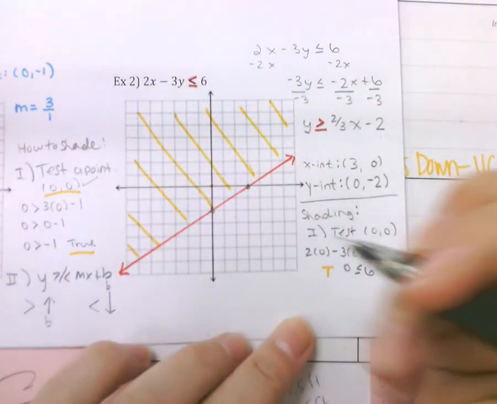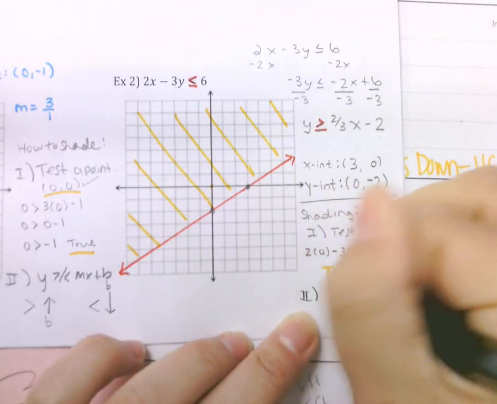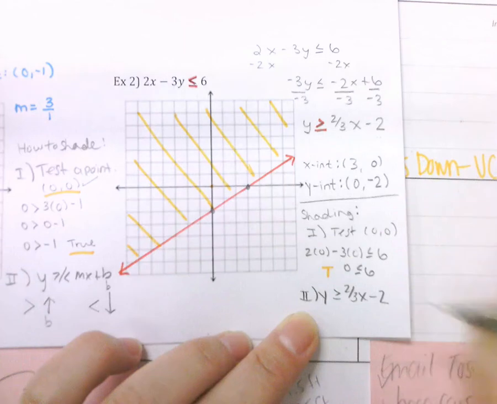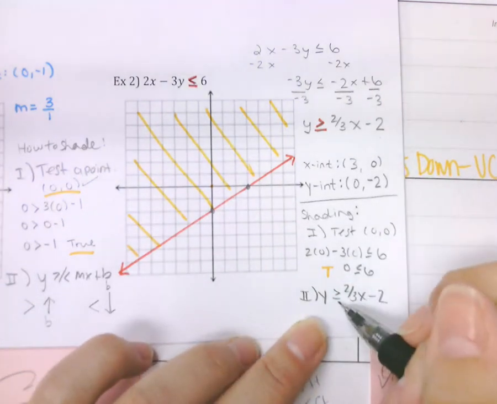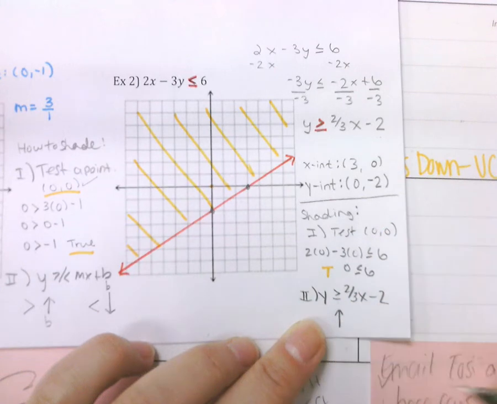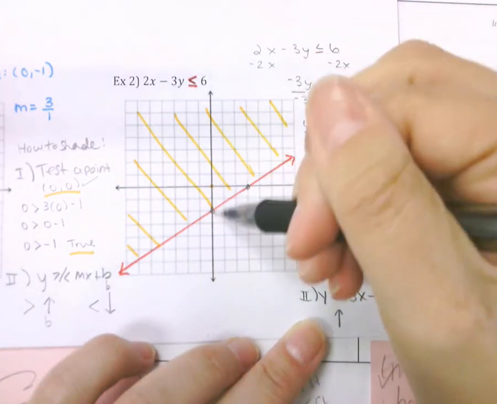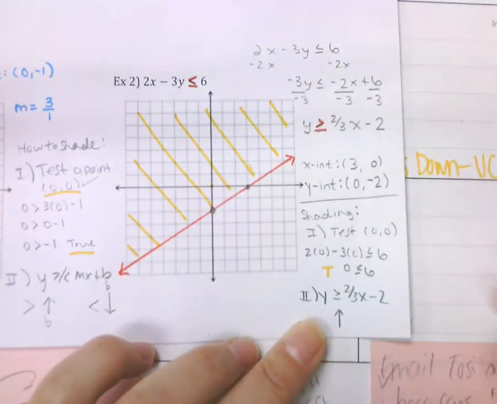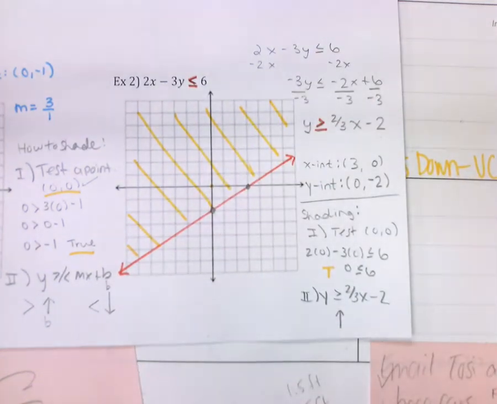Or, it says y is greater than or equal to 2/3 x minus 2 in slope-intercept form. See how it says greater? So you're going to shade above the line, or above the y-intercept. Those are your two ways to find out where you should be shading.